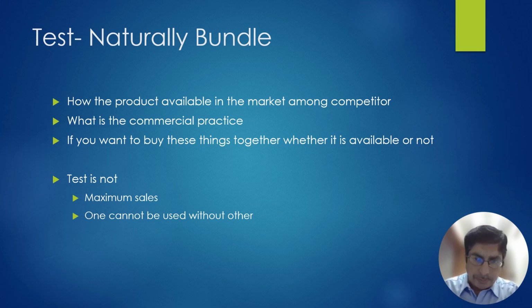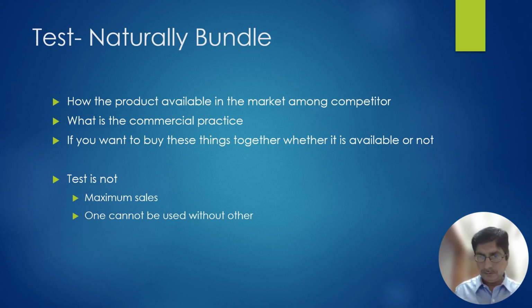What is a commercial practice? Among the competitors, if these two products are available, usually sold together, then it is composite supply. Otherwise, it is not a composite supply. This is the only test to decide whether they are naturally bundled or not.